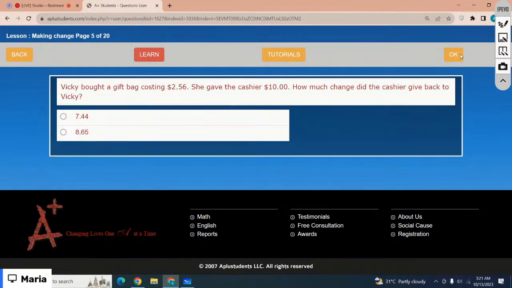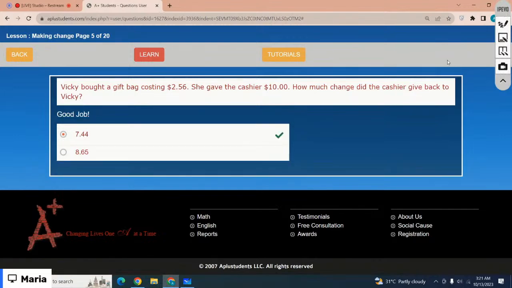Okay, very good. Vicky bought a gift bag costing $2.56. She gave the cashier $10. How much change did the cashier give back to Vicky? Which is the correct option? 7.44. Very good. Option number 1 is the correct option.